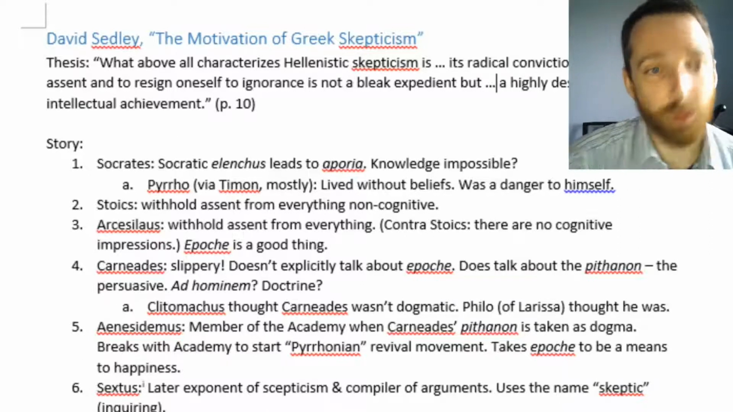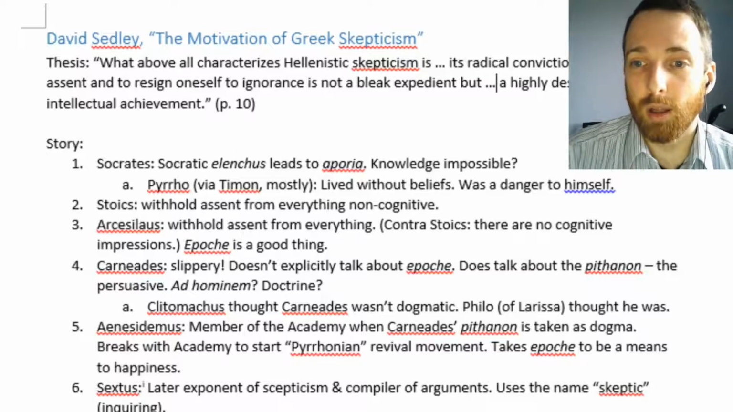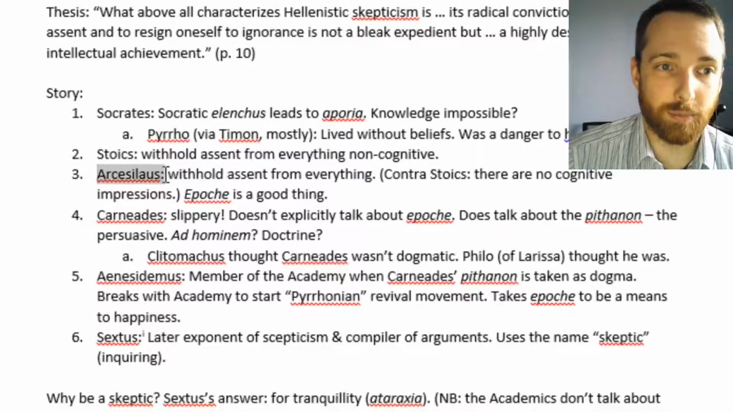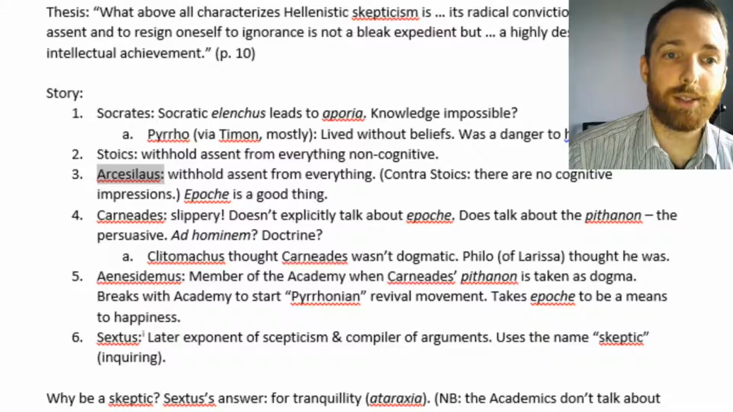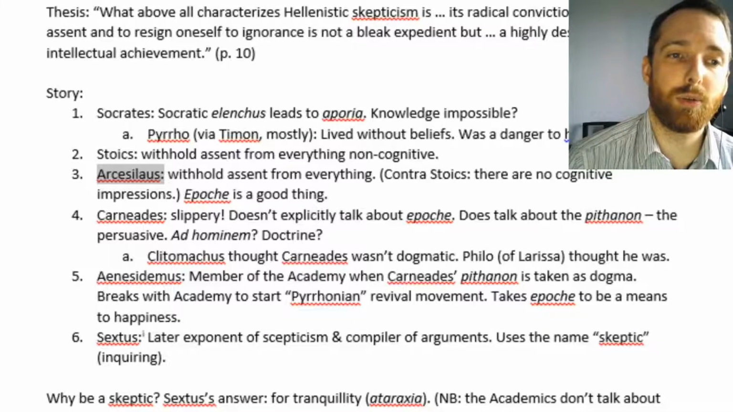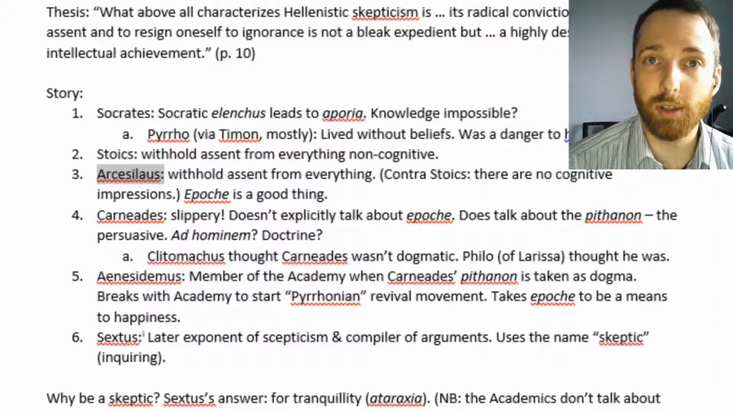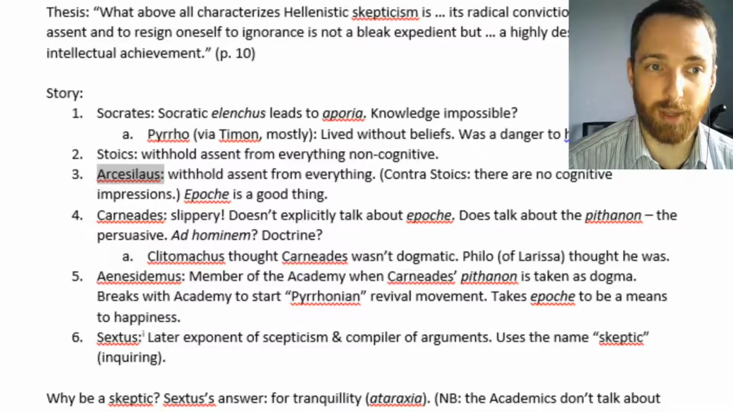Okay, one of the heads of Plato's Academy, Arcesilaus, said, you should withhold assent from everything. Contrary to what the Stoics think, there are no cognitive impressions. There are no infallible, trustworthy impressions. Epoche is a good thing, epoche being suspension of judgment.